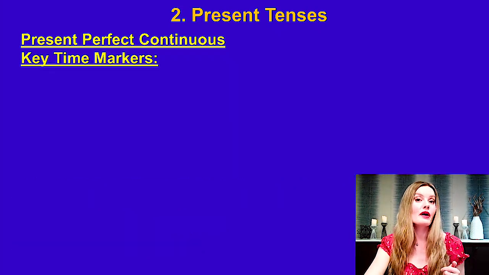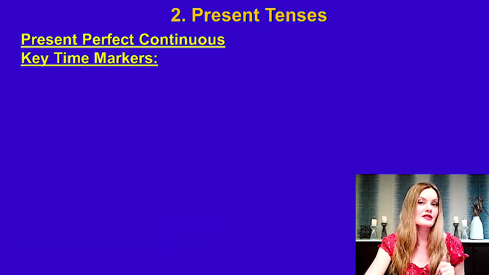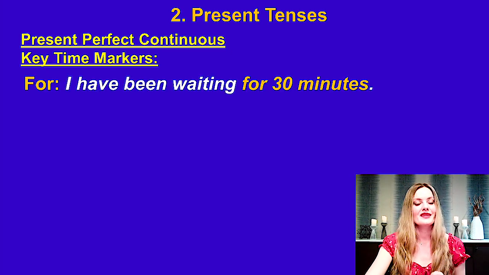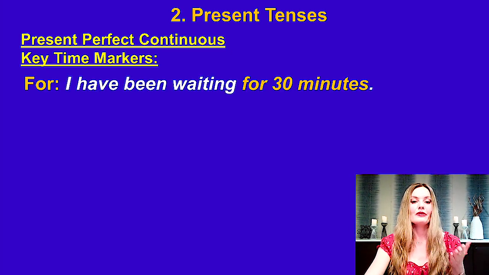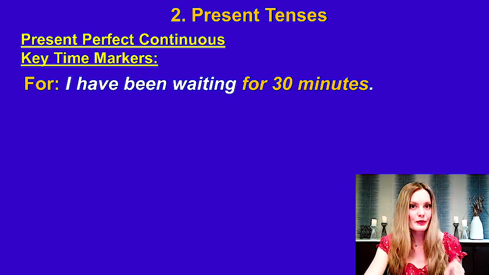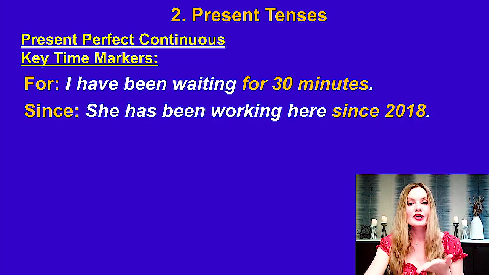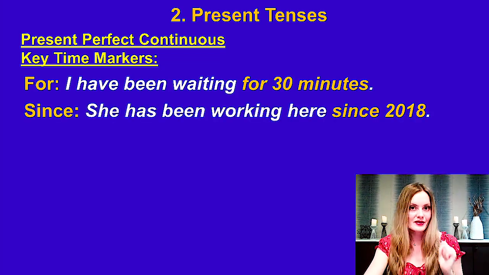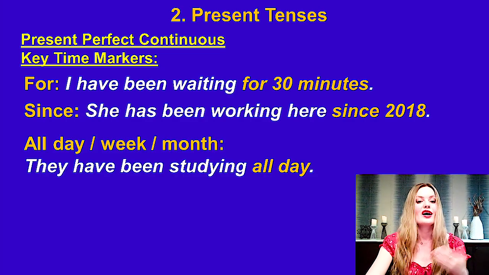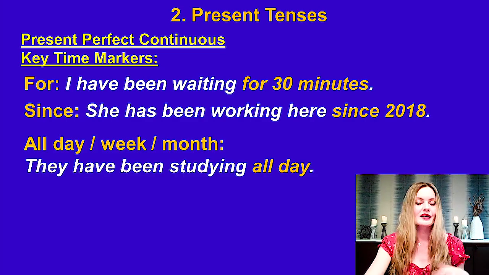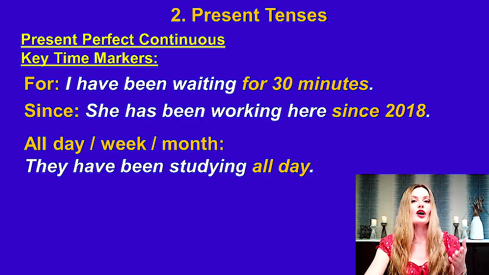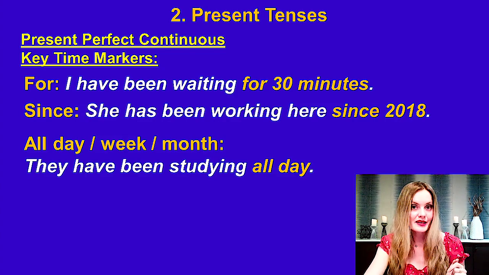Now, key time markers that are used for present perfect continuous. For, I have been waiting for 30 minutes. Since, she has been working here since 2018. All day, all week, all month. They have been studying all day.